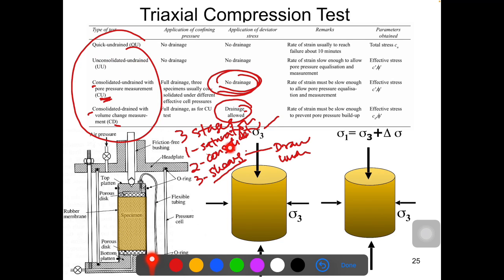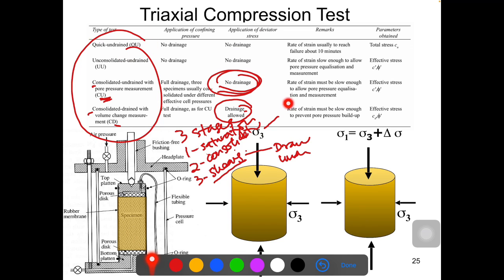Unconsolidated undrained: there is no consolidation stage and no saturation stage. You skip to shearing, but during shearing you close the valve, so there is no drainage. That is what undrained means, and that is how we get this type of test. For the quick undrained test, you skip saturation, you skip consolidation, and you directly do shearing. During shearing, close the valve, so no drainage, which is why it is quick undrained.